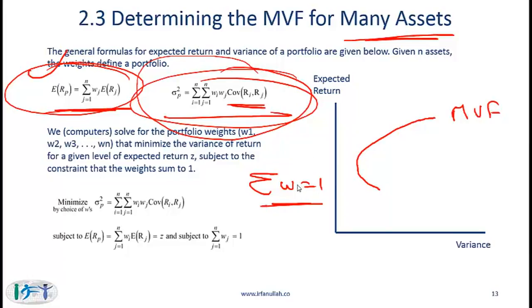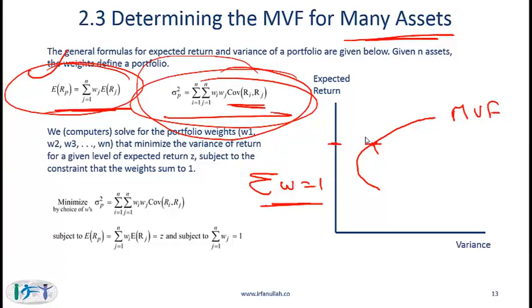That is one constraint. Then the other constraint you give to the computer is that for each level of return, give me the lowest possible variance. And essentially, if you think about it, the computer's job is to find the weightages.